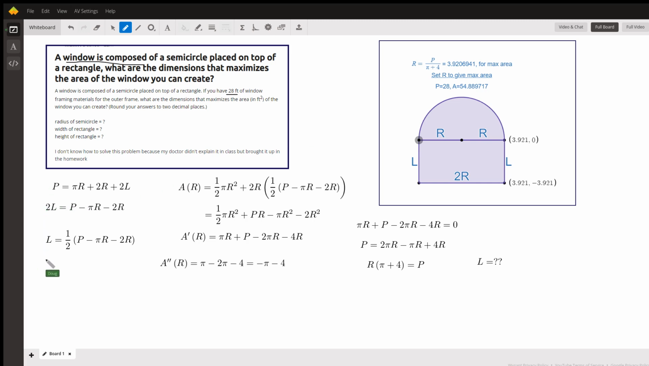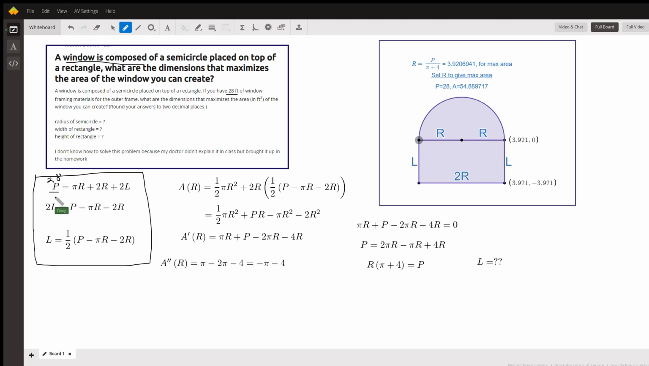First thing we want to do is maybe get a formula for L in terms of R. By the way, P is just a constant. It's this 28. So if you wanted to replace P with 28 in all the equations that appear on this board, you could do that. But this is a more general answer.